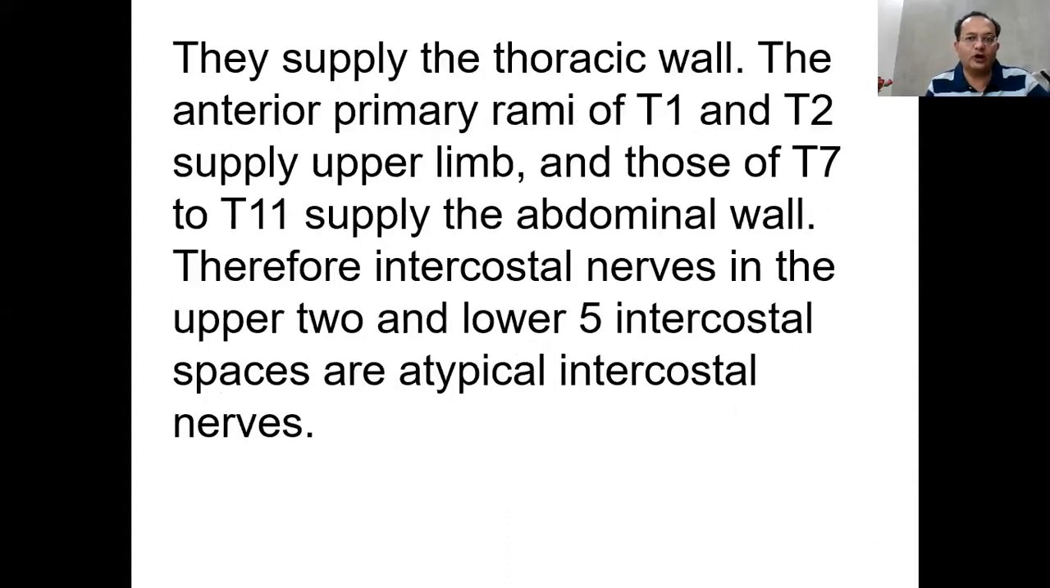They supply the thoracic wall. The anterior primary rami of T1 and T2 supply the upper limb, and those of T7 to T11 supply the abdominal wall. Therefore, intercostal nerves in the upper 2 and lower 5 intercostal spaces are atypical intercostal nerves.